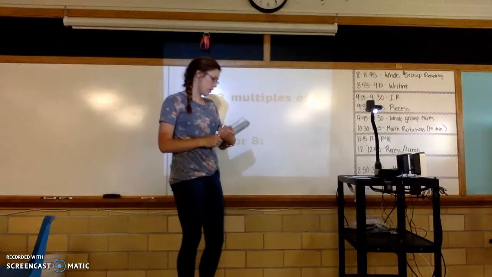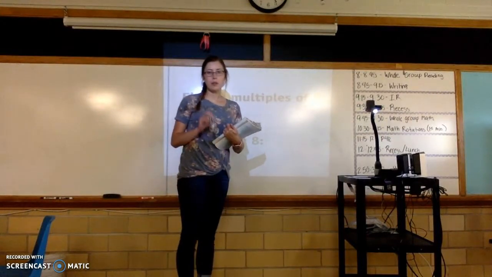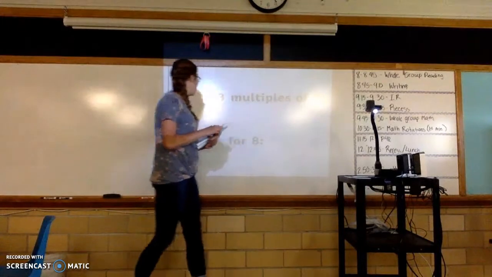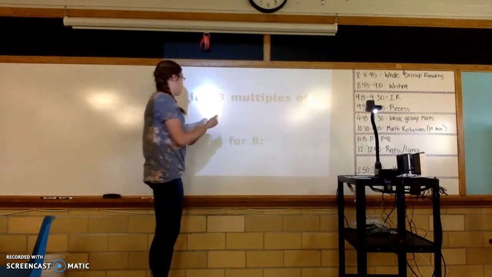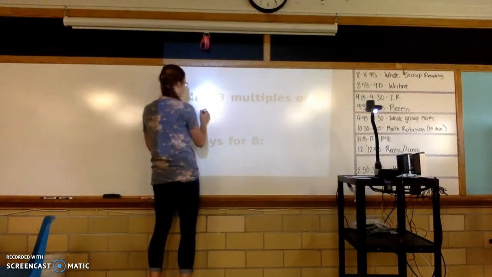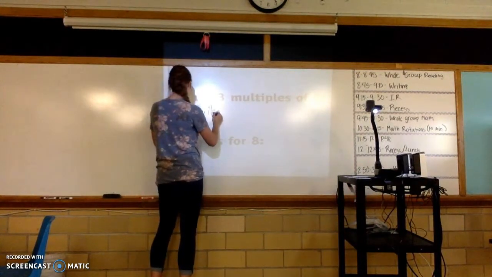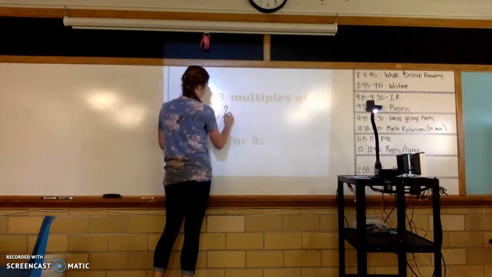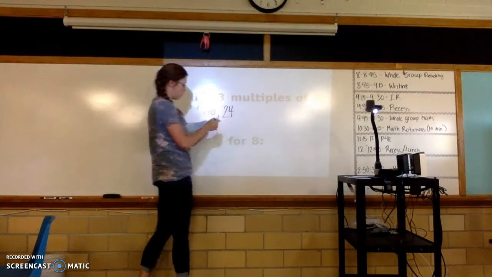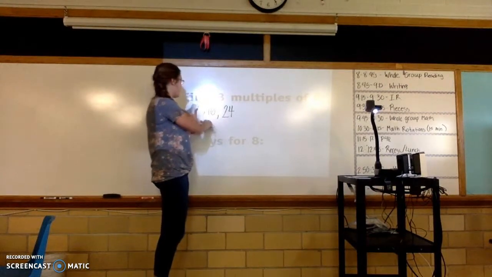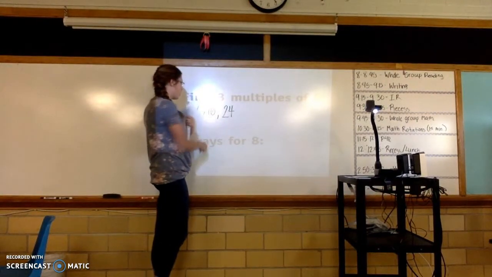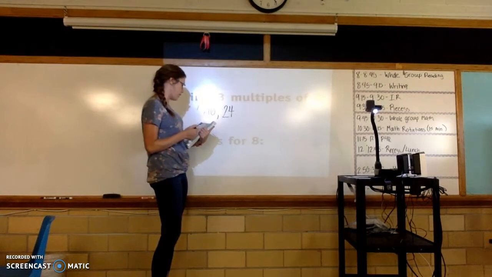So for today we are going to learn about the number 8. The first thing we want to look at is the first three multiples of 8, which are 8, 16, and 24. I want you to write these on your paper, and then we will keep going and figure out what the arrays are.